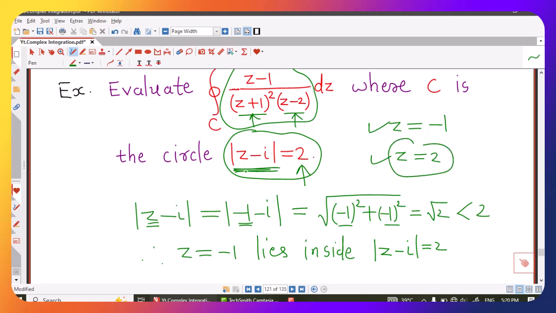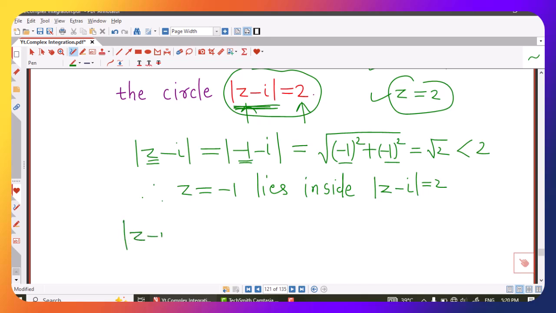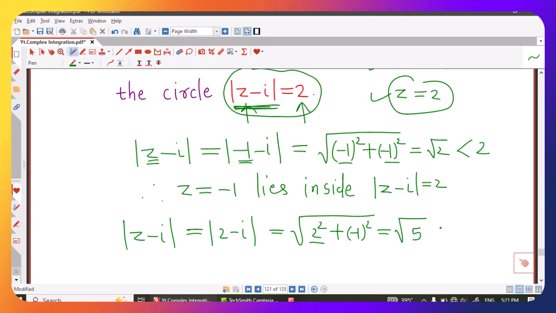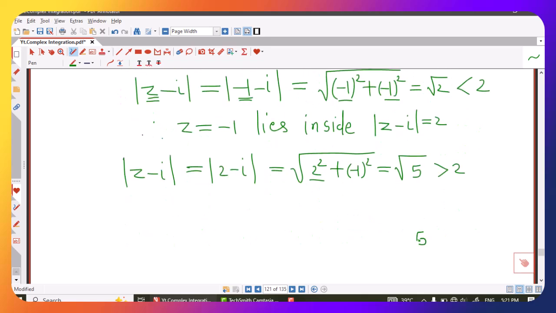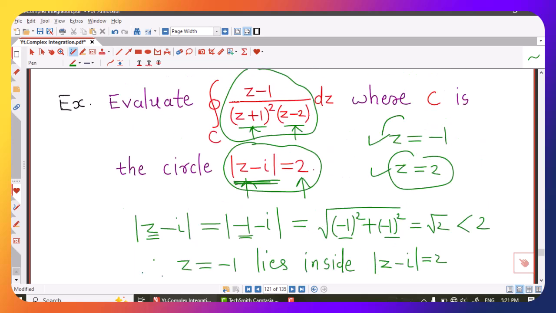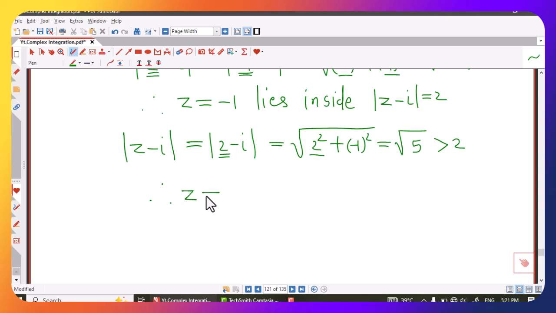And if I take z equal to 2 in absolute value of z minus I, so now real part is 2, so square of 2, imaginary part is minus 1, and this is going to be 4 plus 1, that is square root of 5, and that is going to be greater than 2, because we know that 5 is greater than 4. So if we take square root on both sides, we will have square root of 5 is greater than 2. That means this z equal to 2 lies outside this circle. For z equal to minus 1 it is inside this circle, for z equal to 2 it is outside this circle. Therefore z equal to 2 lies outside circle, absolute value of z minus I equal to 2.